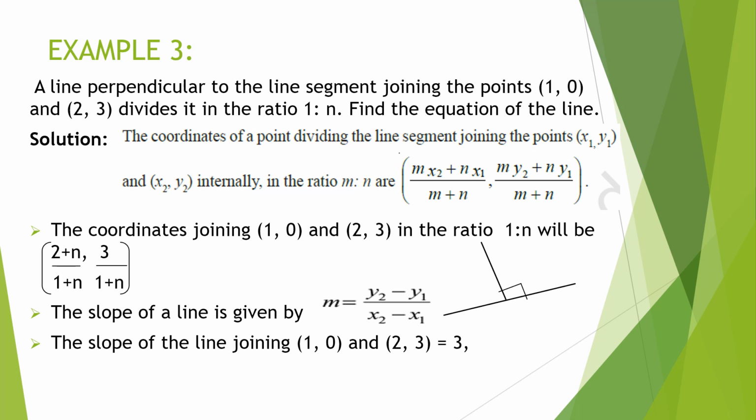Now the slope of the line is given by the difference of y coordinates upon the difference of x coordinates. So first of all, we find the slope of the given line. The slope of the given line segment joining points (1, 0) and (2, 3) will be (3 minus 0) upon (2 minus 1), which is 3. So we have found the slope of the line segment joining the points (1, 0) and (2, 3).